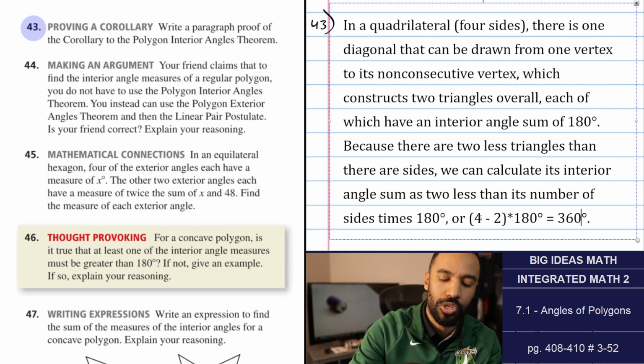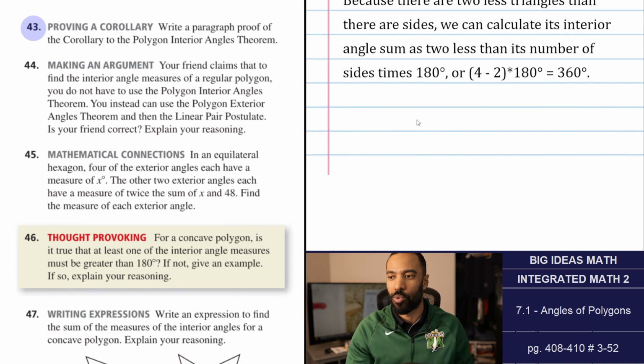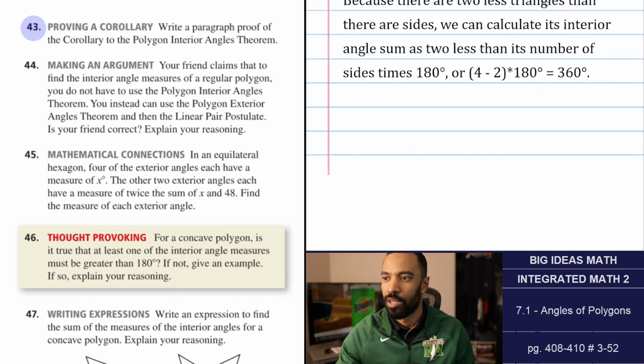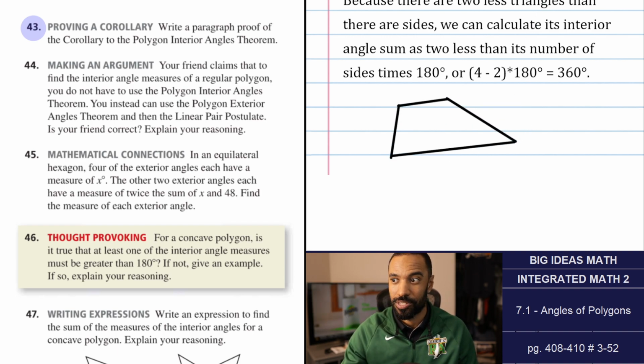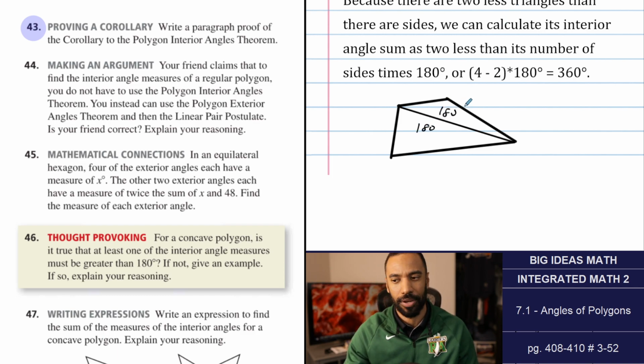So once again, let me draw that. So I have a quadrilateral, and I'll go back up, don't worry. But I have a quadrilateral of any kind of look like this. 1, 2, 3, 4, boom. Almost like a trapezoid, something we're going to learn later in this chapter. And if I draw a diagonal through there, I've constructed 2 triangles, each with an interior angle sum of 180. Therefore, you have 360 degrees.